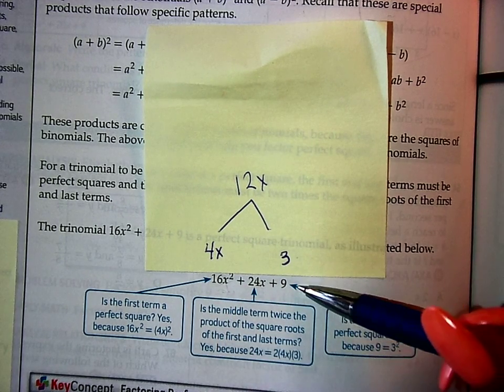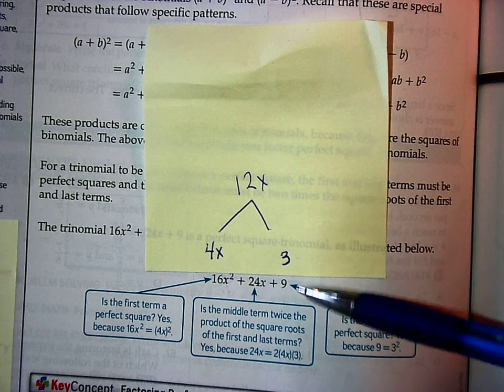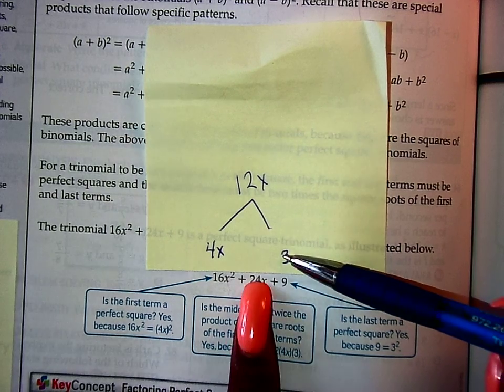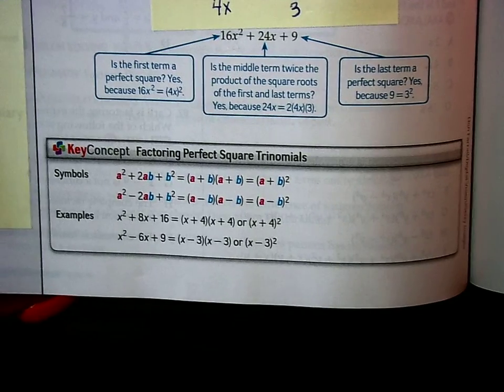So this is a perfect square trinomial. We took the square root of this times the square root of this. This middle term has to be twice that. Okay? So look at the actual concepts that we wrote down. I hate when I do that. So looking at what we wrote down.